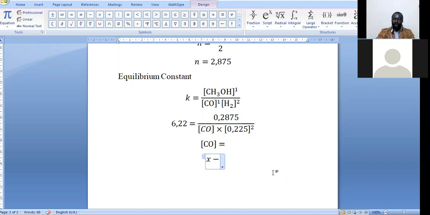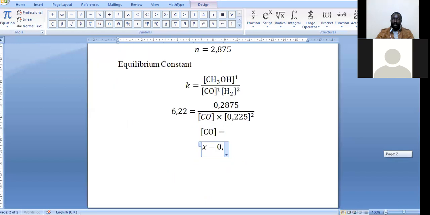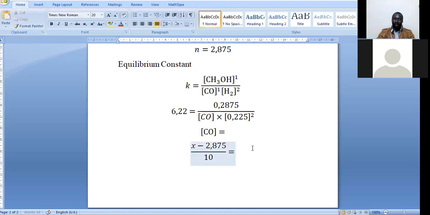This is 0, comma. Is it 0, comma? No, it's 2,875. Use the calculator of your phone, guys. It should not be difficult to do that. You see, the value you have got is what we now have to equate to that. So tell me what you have got.